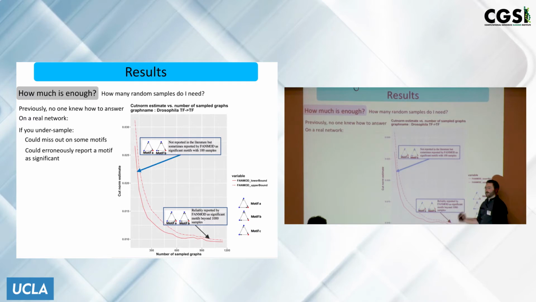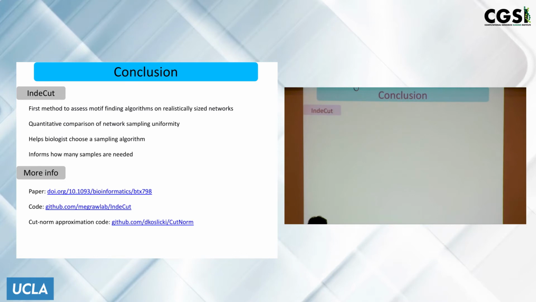If you perform that same experiment where you sample a few thousand of them, and you can tell that you need a few thousand because of this figure right here, then all the ones that are reported as significant are the same run to run. So if you undersample, you can miss out on some motifs or erroneously report ones as significant.